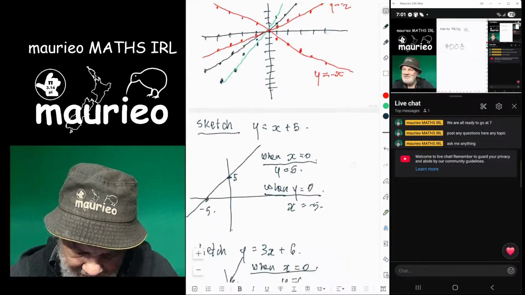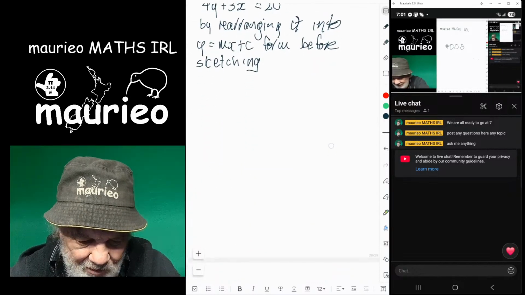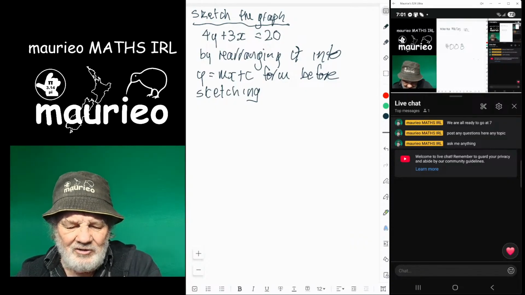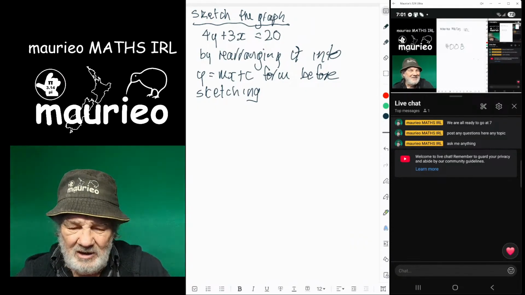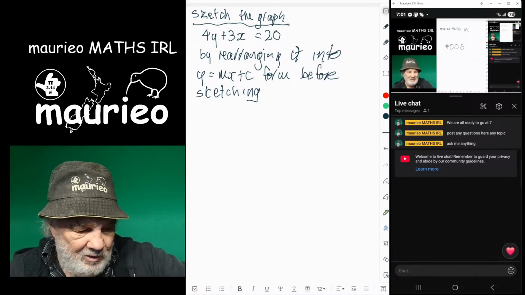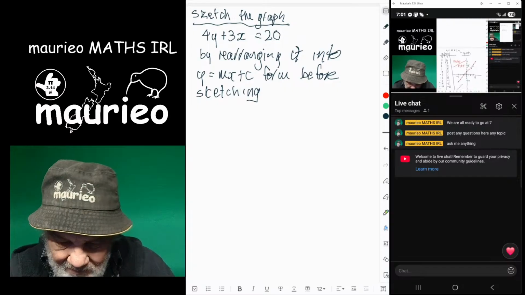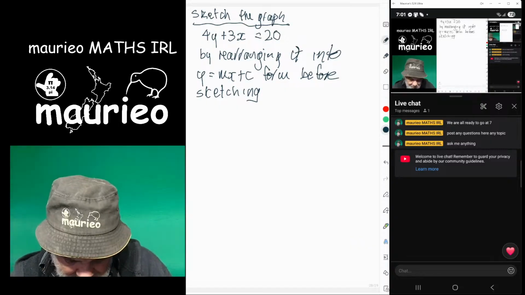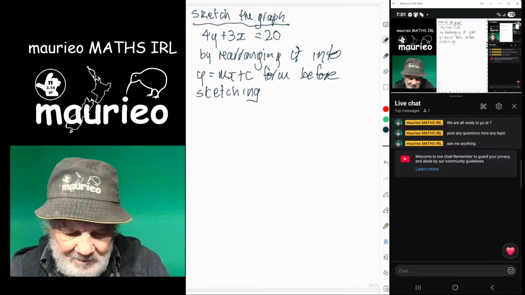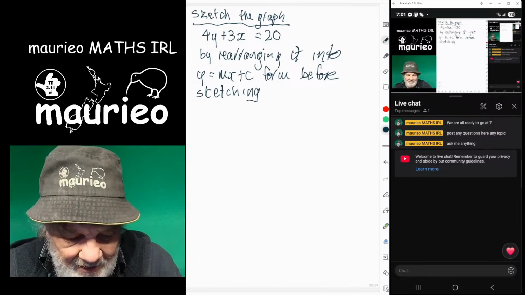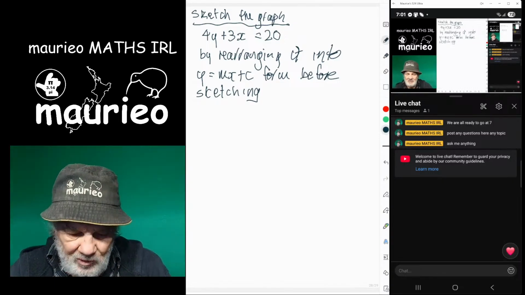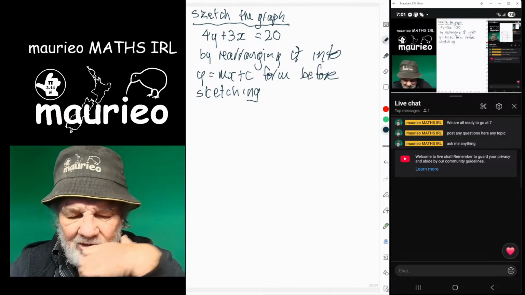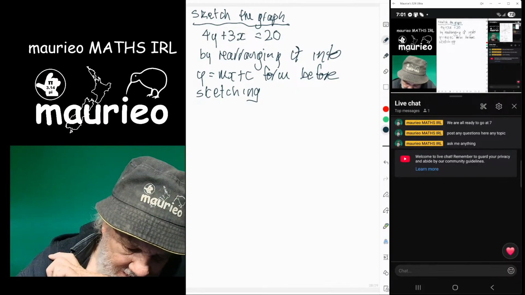Last night I left you with a little problem, which was sketch the graph 4y plus 3x equals 20. Now, we could sketch that one relatively easily, but there's many ways we can do it, but I said by rearranging it into the form y equals mx plus c. So let's see what we've got there.